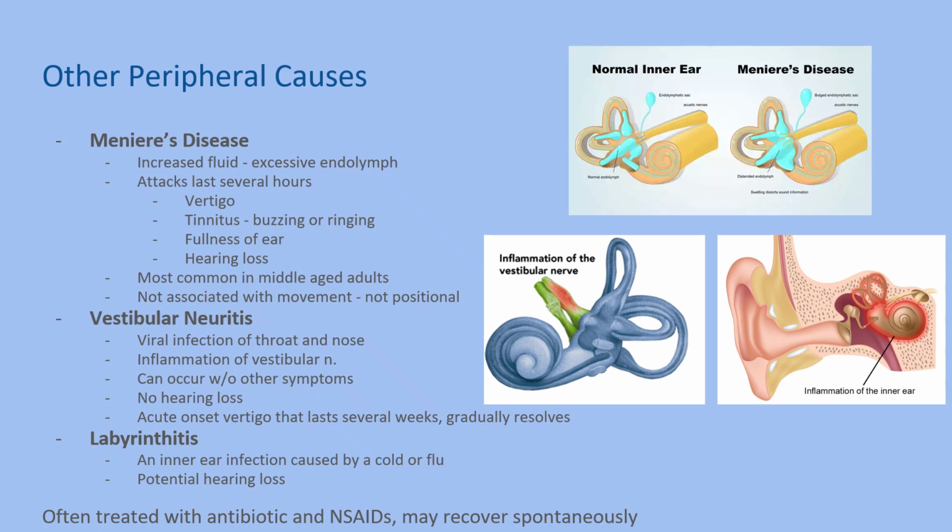Other causes of peripheral vertigo include Meniere's disease. It's caused by the buildup of fluid in the inner ear, which also disrupts the flow, which in turn disrupts the signal. Its cause is unknown, but it runs in families, so it is thought to have a genetic predisposition of having increased production of endolymph.